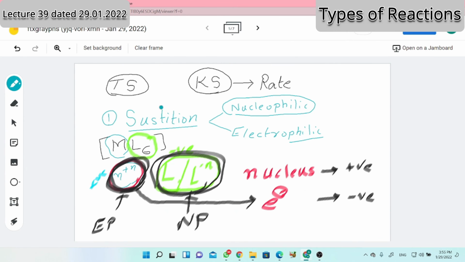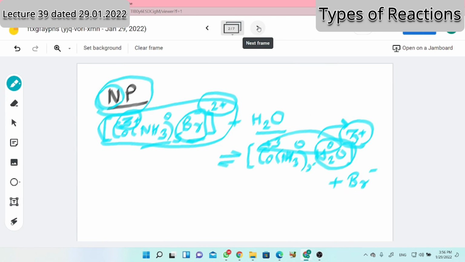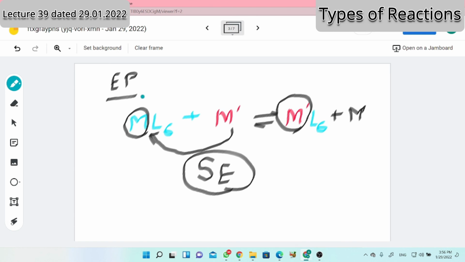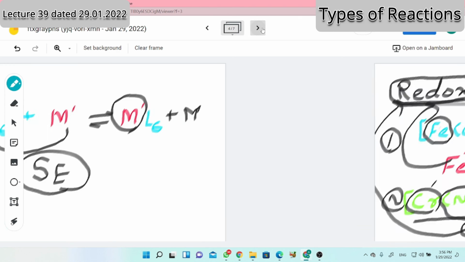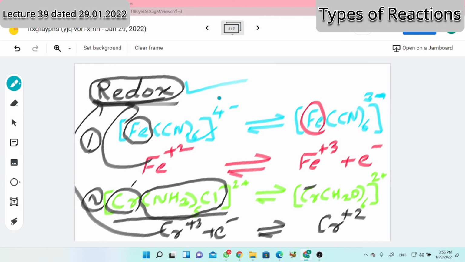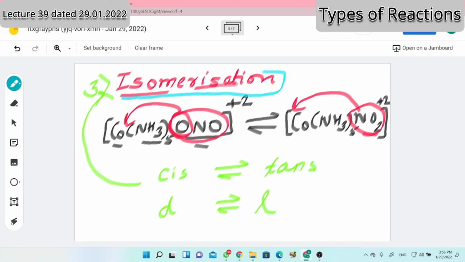We have studied thermodynamic stability in advance. Now we are studying kinetic stability or kinetic reactions. Two types of reactions, nucleophilic and electrophilic reactions, are there. That's the substitution reaction, the first reaction. The second reaction is redox reaction. Their examples are given. The third reaction is isomerization or racemization reaction.